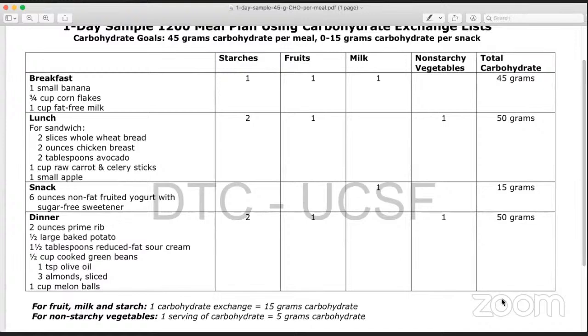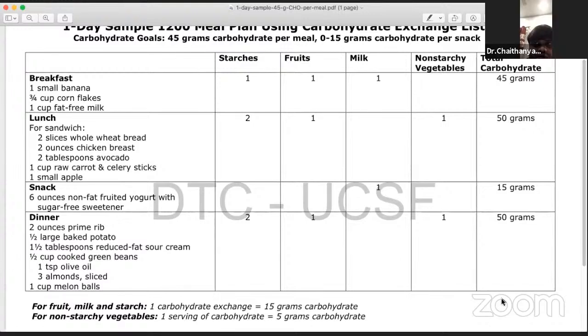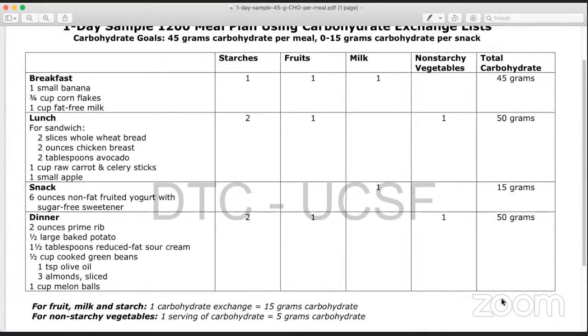Then within that exchange, you can pick any food material according to your choice. It can be an apple, it can be a banana, it can be cornflakes, it can be a slice of bread. All of these are equal to, one exchange is equal to 15 grams of carbohydrate. That's the principle.